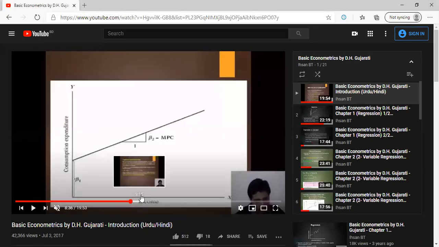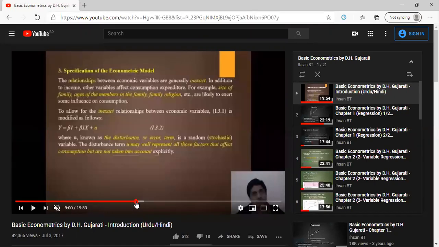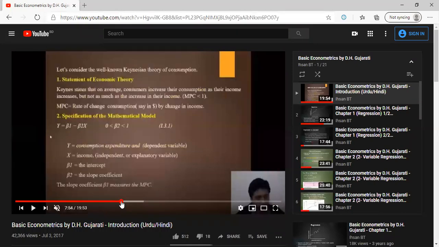Then here you show the intercept, which is autonomous consumption. Here you are showing the slope. This is again a typo. This is not beta 2 minus MPC. This is saying beta 2 equals MPC. Beta 2 is the slope, which means MPC for this particular example, the marginal propensity to consume. We talked about that a lot. Then we said there is no exact relationship. Y equals beta 1 plus beta 2X is an exact relationship.